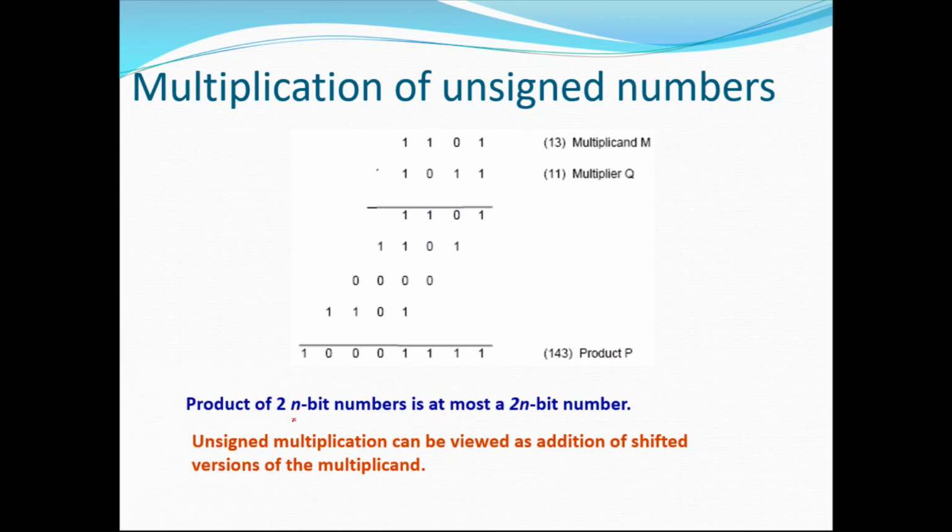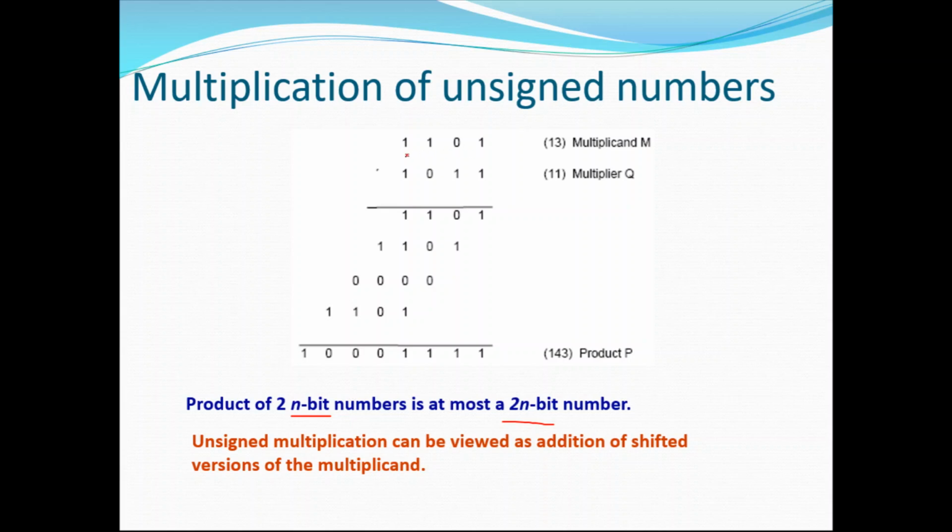So when you multiply two numbers of n bits, the product will have 2n bits. Okay, this is a thumb rule. When you multiply two numbers where each is n bits, the product will have 2n bits.